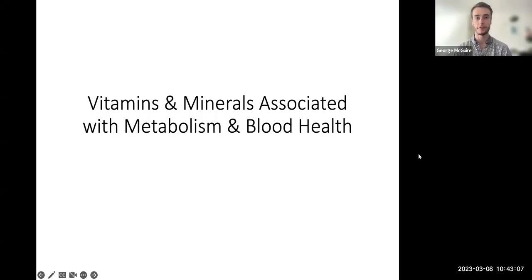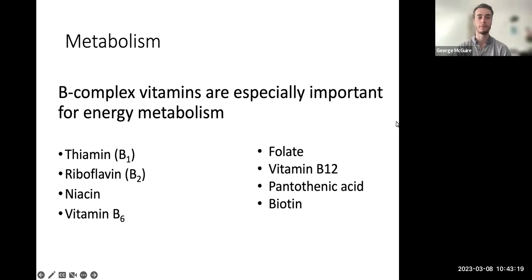Okay, so the first major function we're going to tackle here with micronutrients is going to be their association with metabolism. And then towards the end of this slide deck, we'll talk about the role they play in the health of our blood. So our B complex vitamins specifically play major roles in our metabolic pathways.